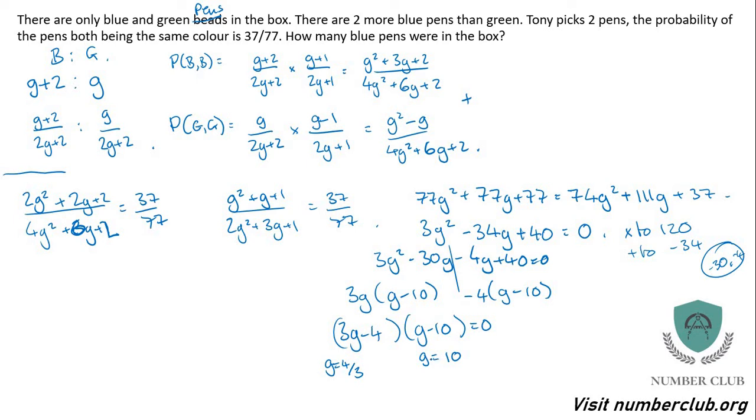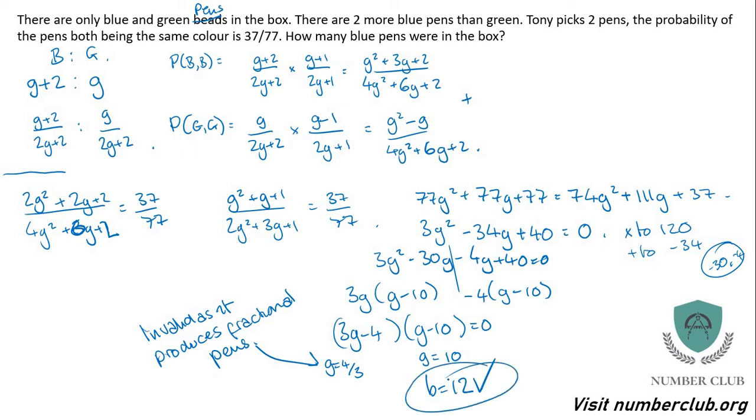Now, can there be 4 thirds of a green pen in the box? Well, no. Okay, so this is invalid as it produces fractional pens. No good at all. Okay. The other is G equals 10. Now if G equals 10 and there were 2 more blue pens than green, then therefore blue equals 12. Okay, there are a total of 12 blue pens in the box. Not easy.